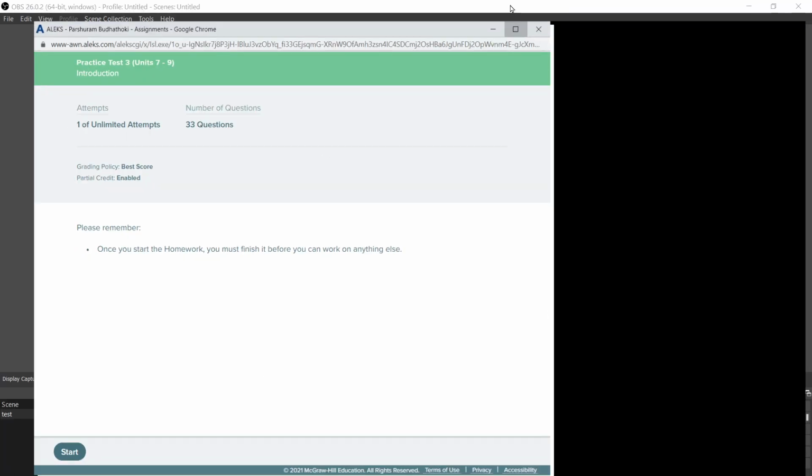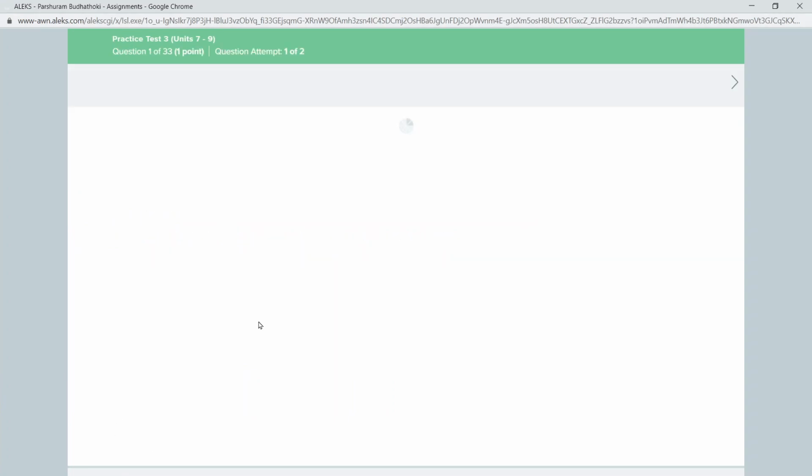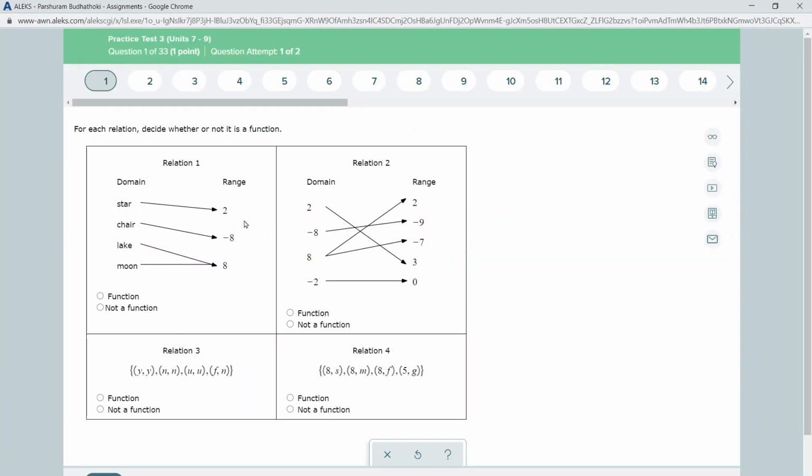Okay, so this is the practice test for test 3. There are 33 questions. For the first problem, we need to find out whether this relation represents a function or not. For a relation like this, we need to take a look at the domain part.